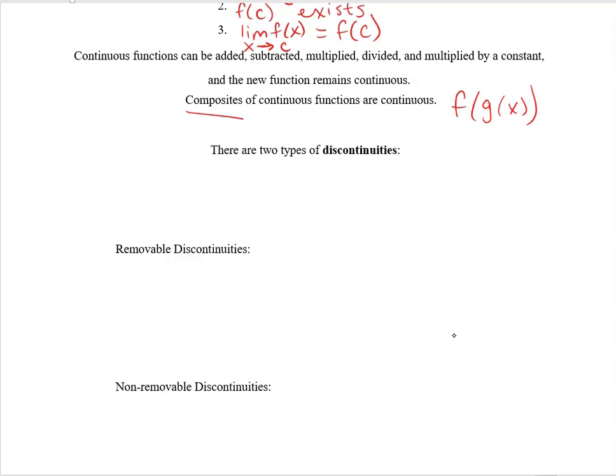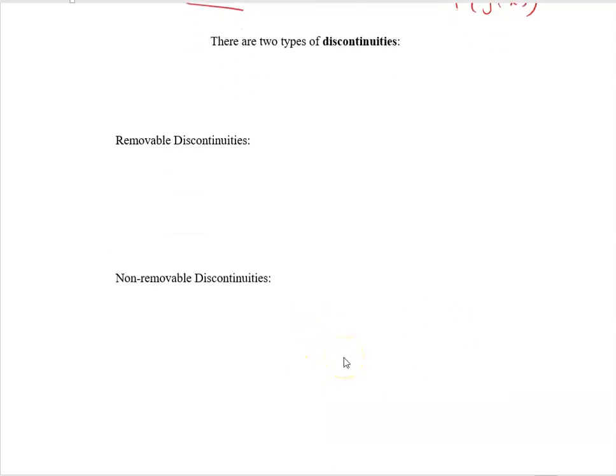There are two types of discontinuities that we may discuss. One is called a removable discontinuity, and basically this would mean you have a hole in your graph. So if we had a graph where we had a hole, we would call that a removable discontinuity because we could fix it or we could remove it by filling in the hole in a redefinition. And we'll talk about that a little bit more in class.